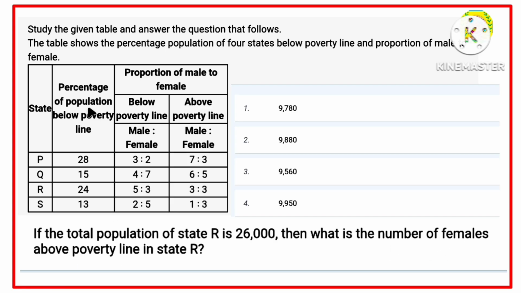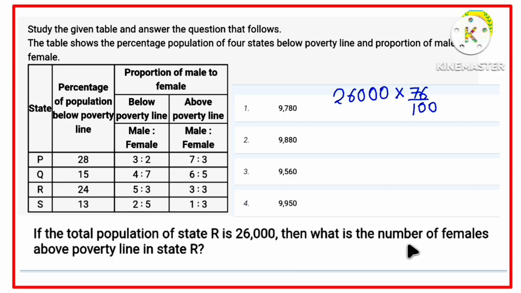And here the percentage of population below poverty line is given to be 24. But you are asked to find above poverty line. So if 24% is below poverty line, then out of 100, if 24 is below poverty line, then 100 minus 24, that is 76%, will be above poverty line. So out of these 26,000 people in this state, that is R, 76% of these people will be above poverty line. So this is the number of people who are above poverty line. If you calculate this, then you will get this.